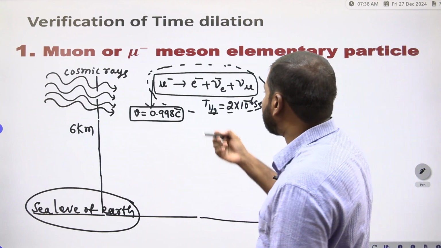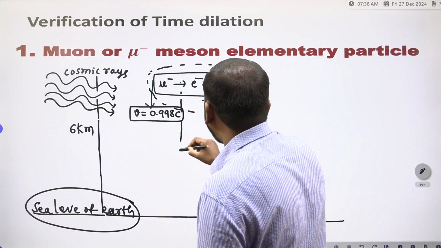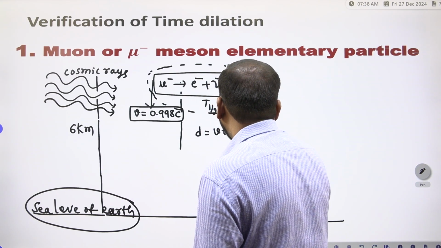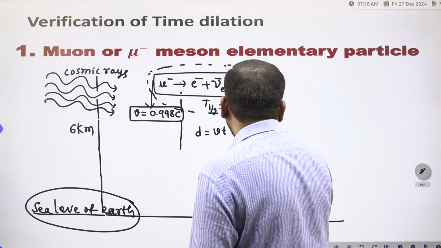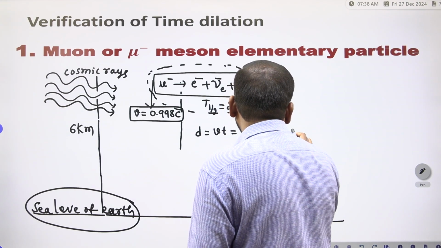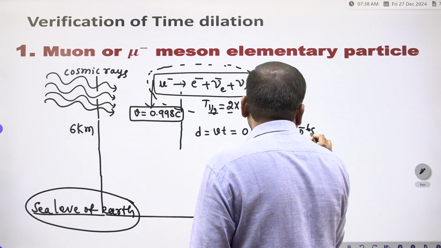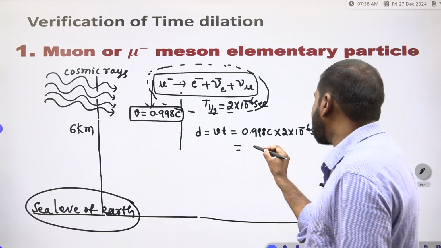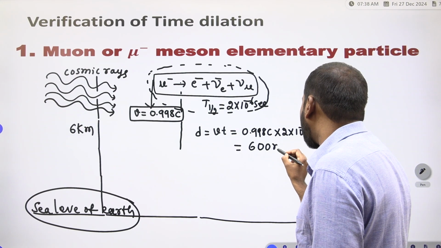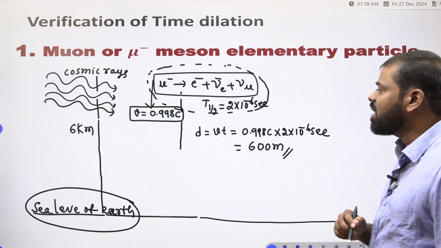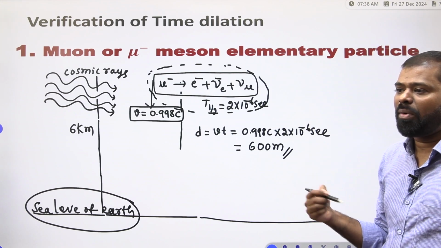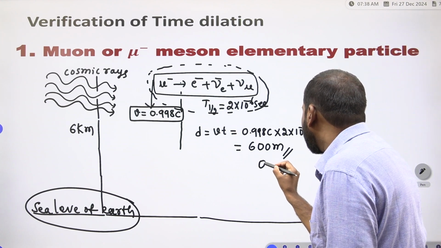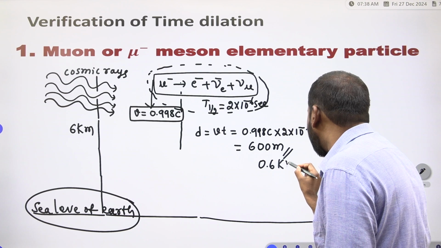So, therefore, how much distance can it travel before decaying? The distance is equal to V into time. V is equal to 0.998 into C, and time is equal to 2 into 10 to the power of minus 6 seconds. Now, if you calculate this, you will get 600 meters, or 0.6 kilometers.